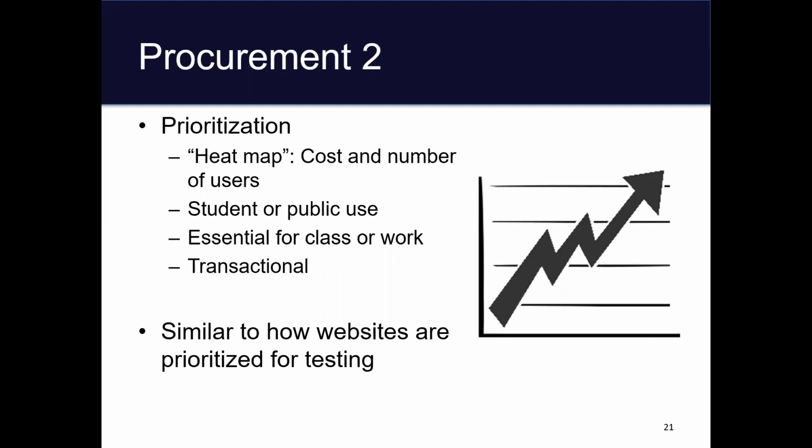Third, solutions essential for class or work are prioritized over non-essentials for similar reasons. And finally, transactional solutions are prioritized over non-transactional solutions. For example, ticketing systems like those used by IT and athletics are prioritized over non-transactional sites. So it's very similar to how websites are prioritized for testing.